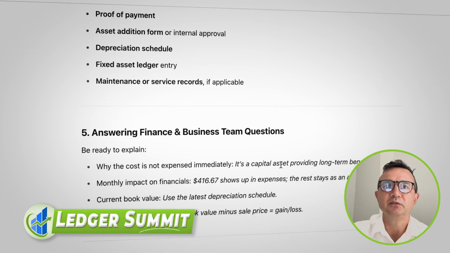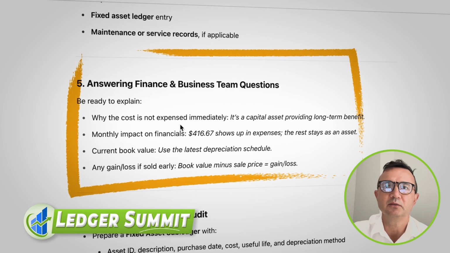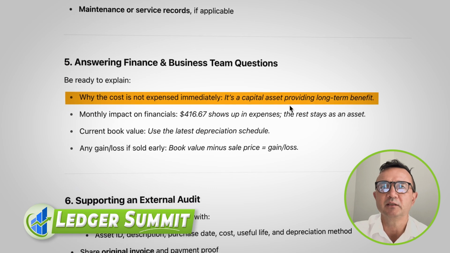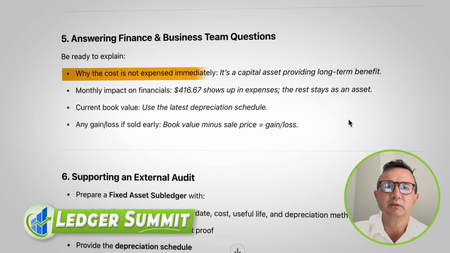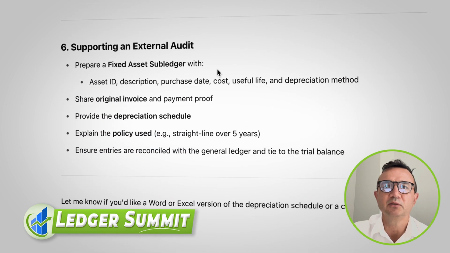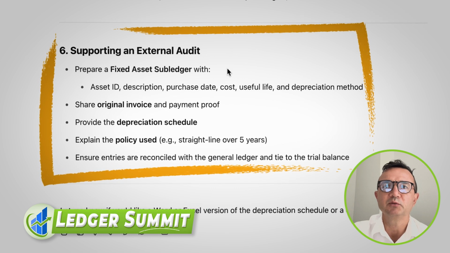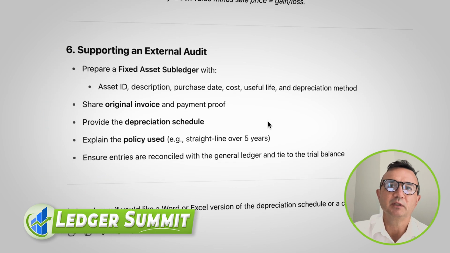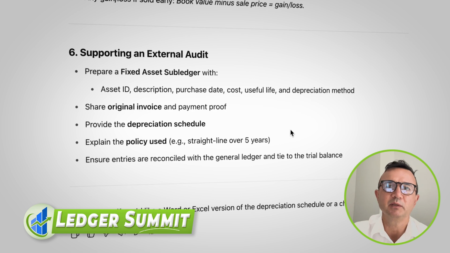And then it explains how to handle questions from the business and finance team. So for example, if they ask why it's not expensed immediately, the team member can explain it's a capital asset providing long-term benefits, and at a high level what's happening. And then for external audit, it explains what kind of documentation needs to be stored, how to prepare the fixed asset subledger, what kind of fields should be there, what kind of documentation can be shared for an efficient audit, and explain the policy used.